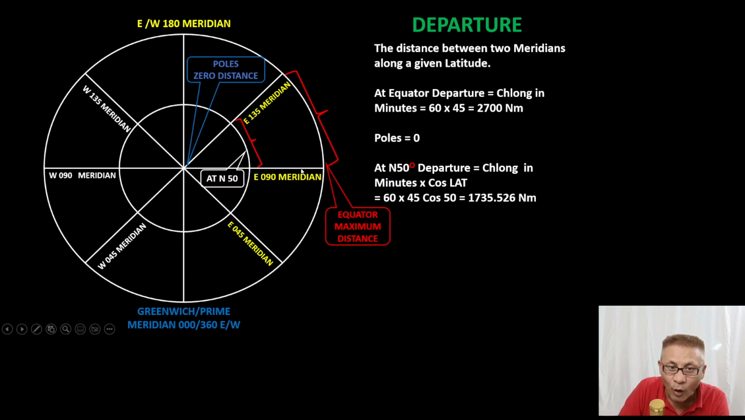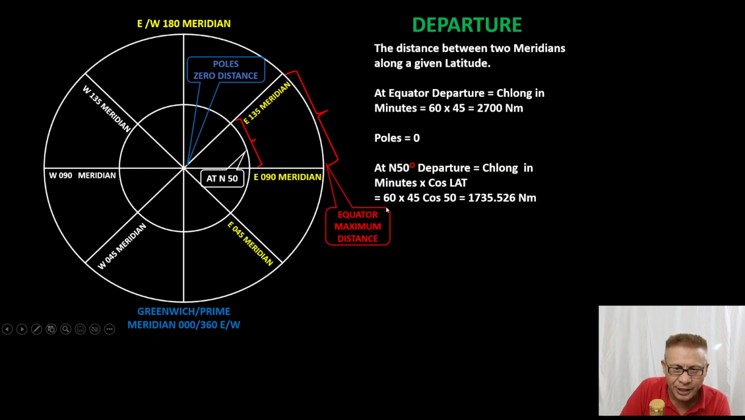But as you can appreciate in this diagram, as we go up north or south, because of the convergence, the length of the arc is diminishing, and it will finally be 0 at the poles. Maximum at the equator, 0 at the poles. What kind of trigonometrical function? Maximum at 0 degrees and minimum at the pole is nothing but the cosine. So the departure will be equal to the CHLONG in minutes into the cosine of the particular latitude.